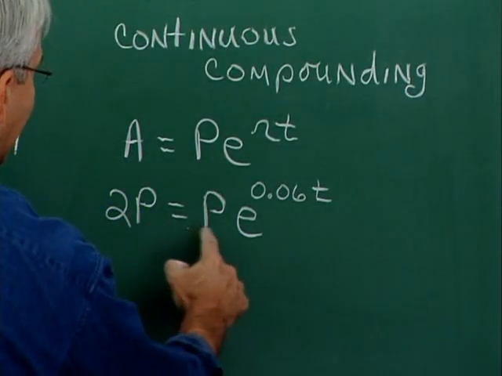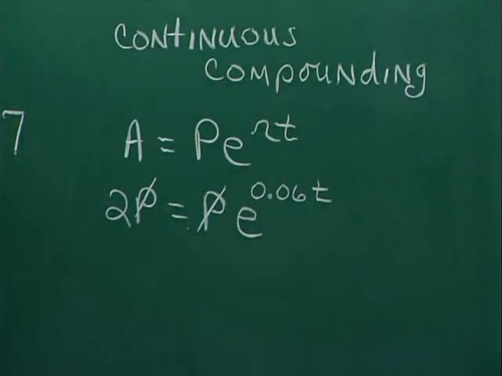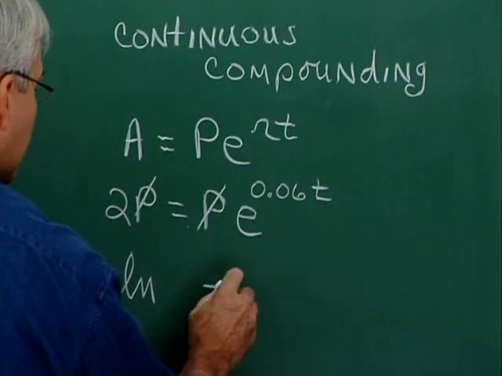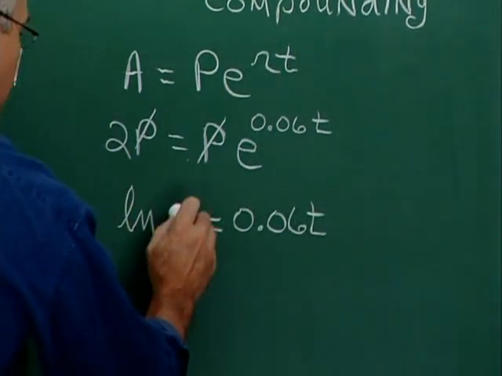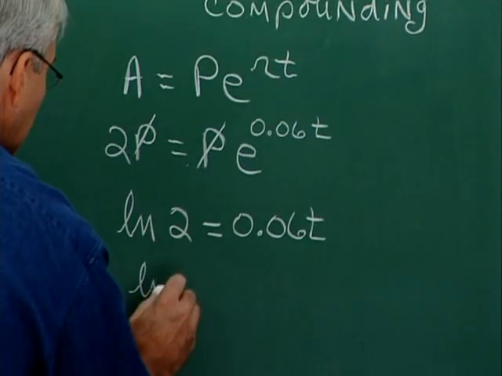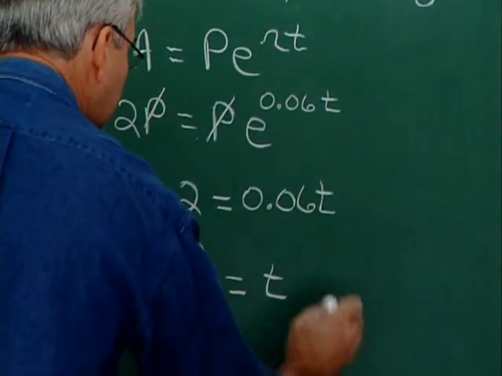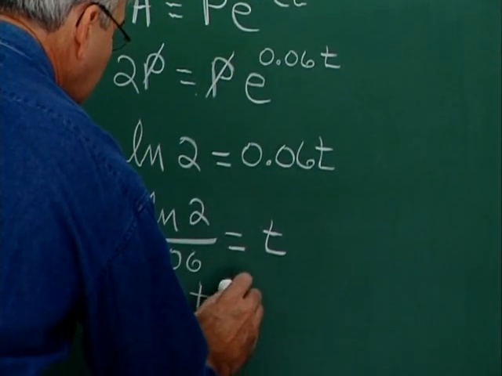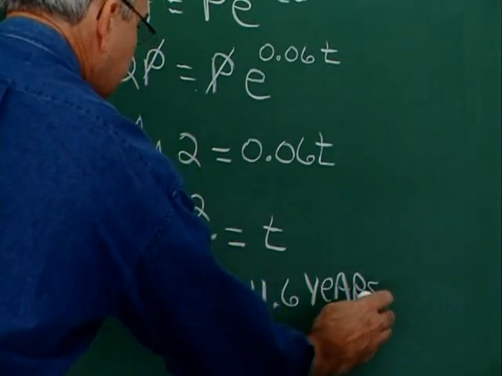What we notice is that we have factors of P on both sides, so they will cancel. And now we jump right into the logarithmic world. Let's see, ln base is e, the exponent is this, and the number is 2. So ln 2 is equal to this. To solve for t, we divide on both sides by 0.06. So we have this fraction is equal to t. Now we can punch the calculator and find t to be approximately equal to 11.6 years. Doubling time.